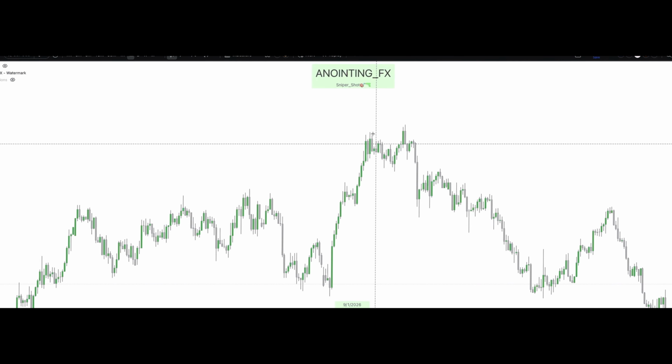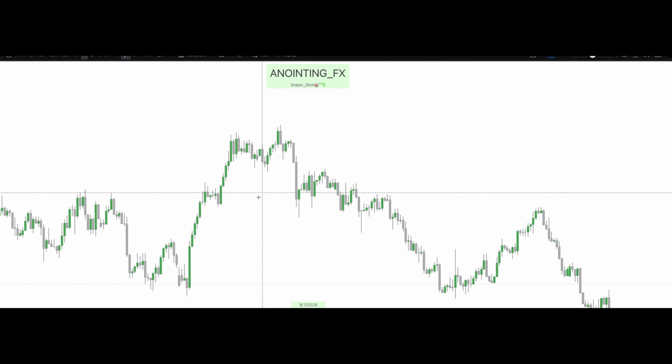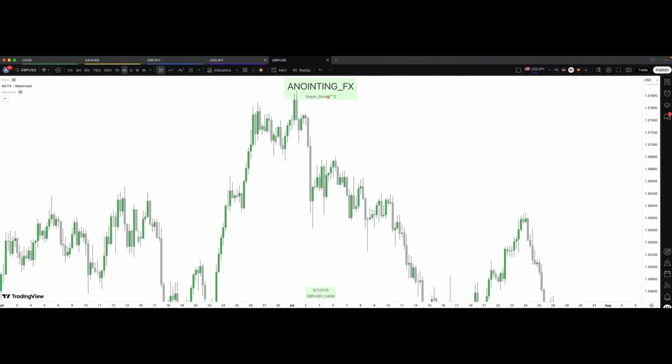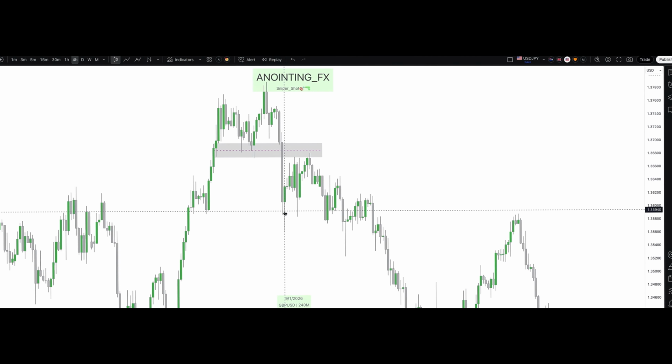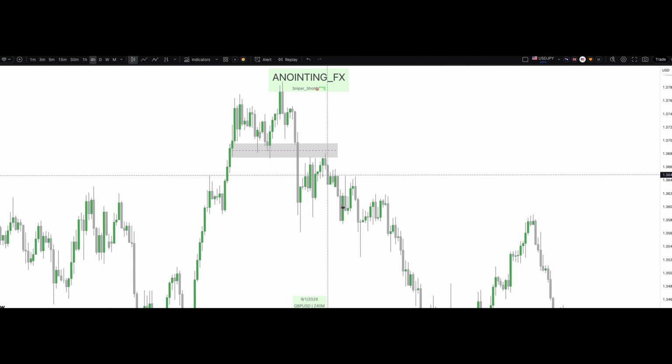Now let's look at this one too. This one also looks like an M pattern. So where is the neckline? You have to mark the neckline. And you see that after price broke below, it went to retest it and then it sold.